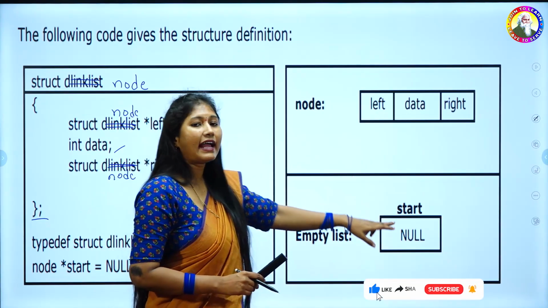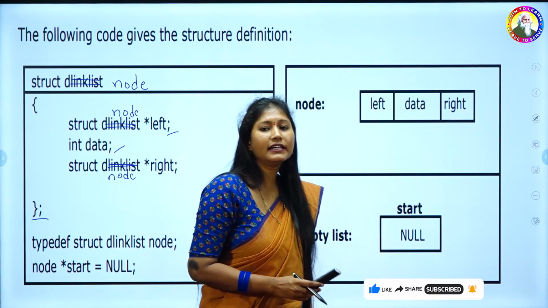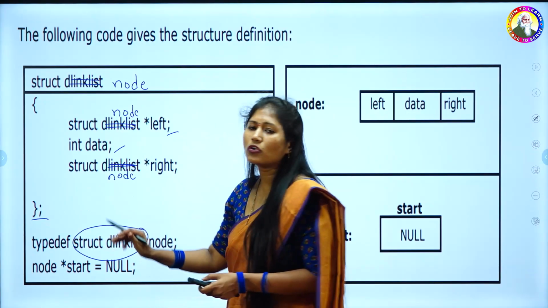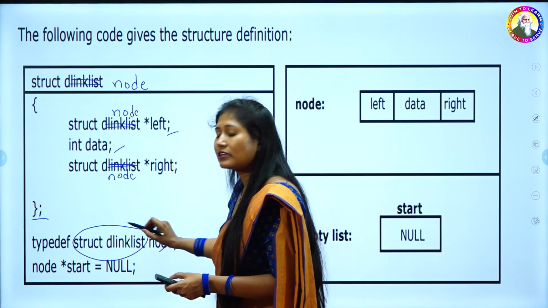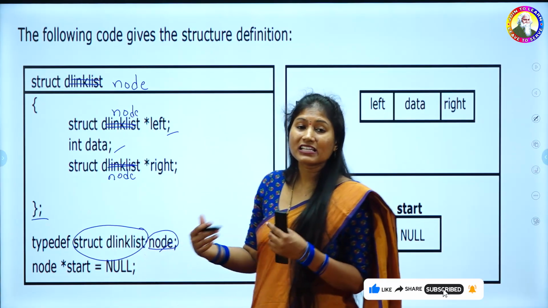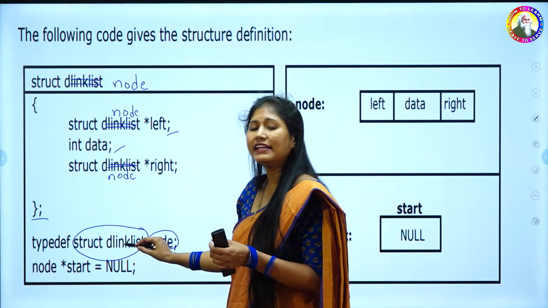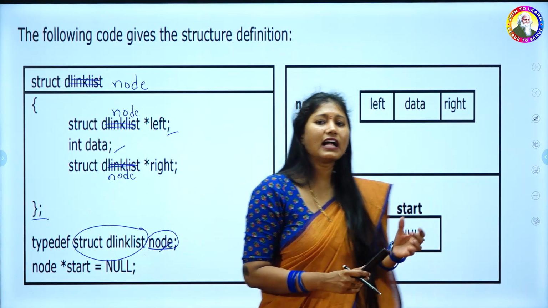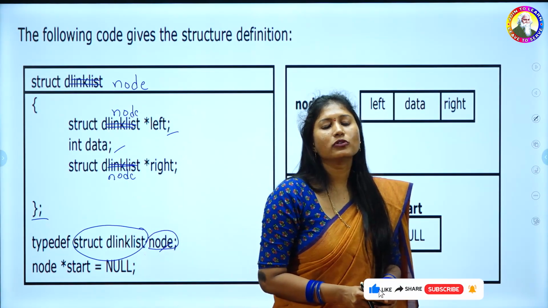This is a node, and initially the start pointer must have the null address. Then we say that this is an empty list, and this is also a typedef. Instead of writing struct node, if I want to call this particular node, I can define it with a type definition. For this particular struct of the double linked list, we call it with the name node. So node pointer start equals null, instead of struct node pointer start equals null. This means the start pointer will be created with the value null, initially an empty list. This is about the node creation.